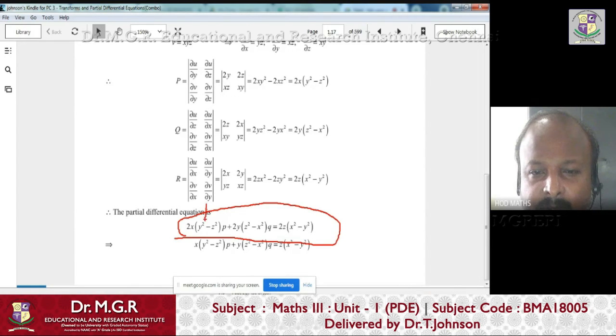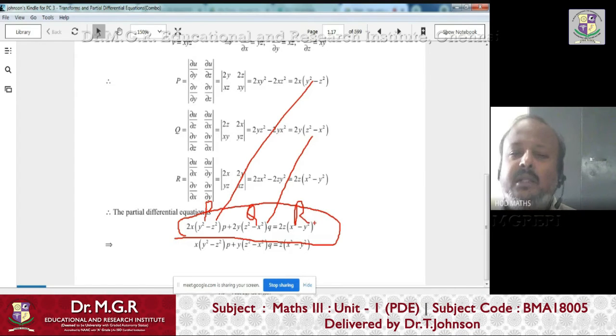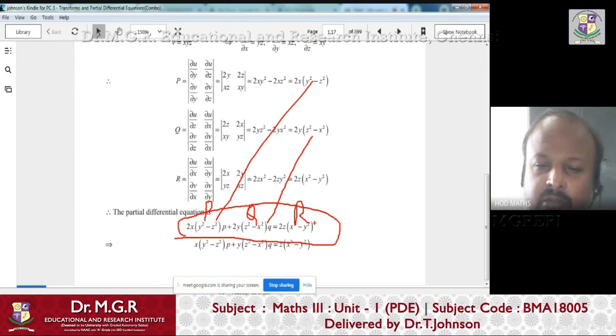So this is where capital P from here, this is where capital Q from here, and this is where capital R. P, Q equals R. Right? 2 is common, so you cancel out. So you will get a nice equation.